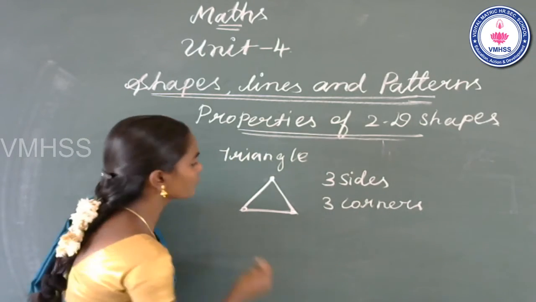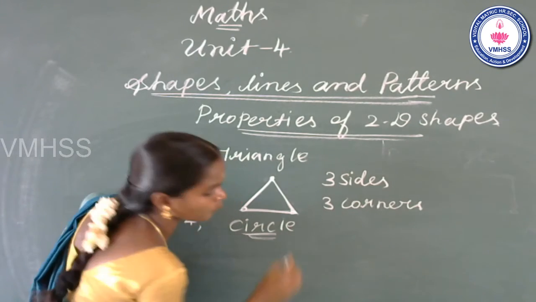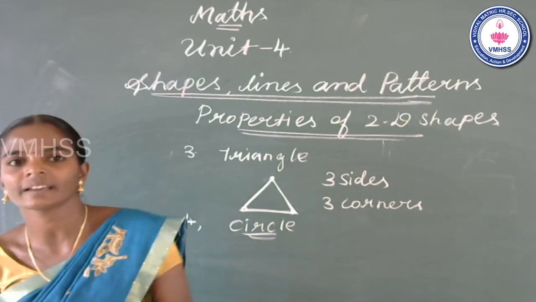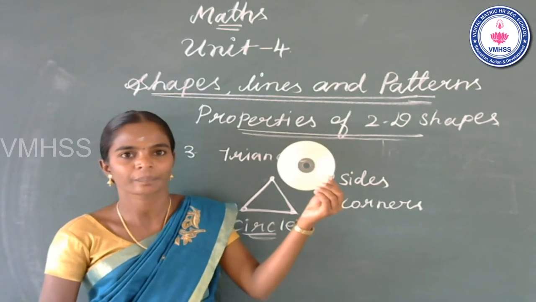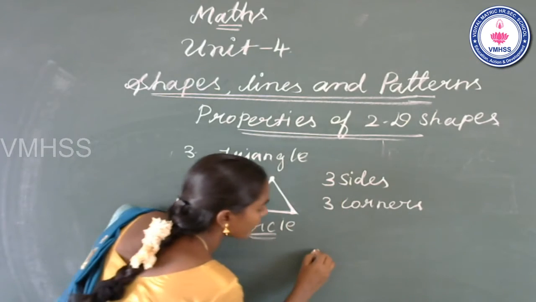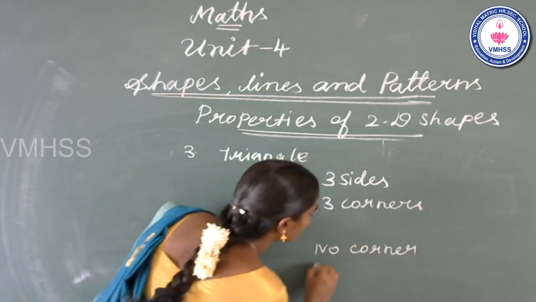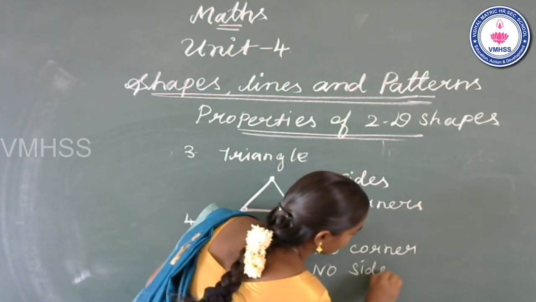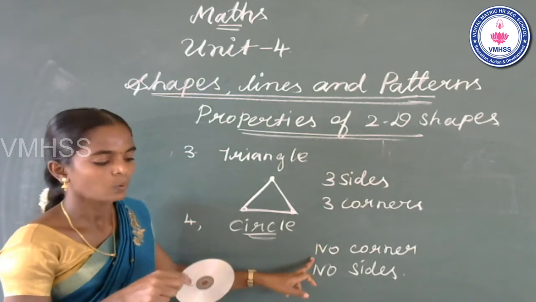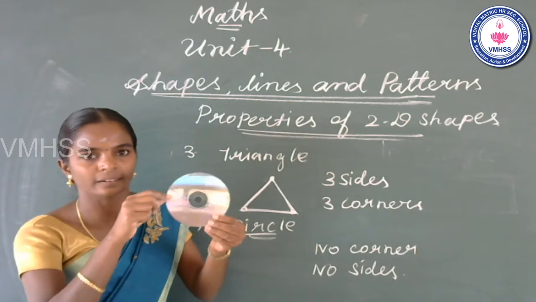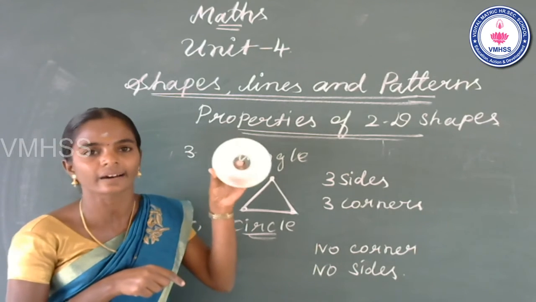Okay, children. Next, fourth shape, circle. Listen, children. What is the shape? Circle. A circle has no corner and no sides. No straight sides and no corners.